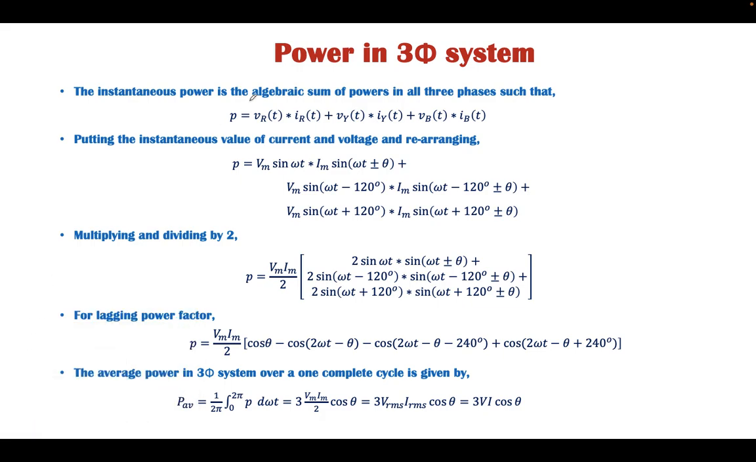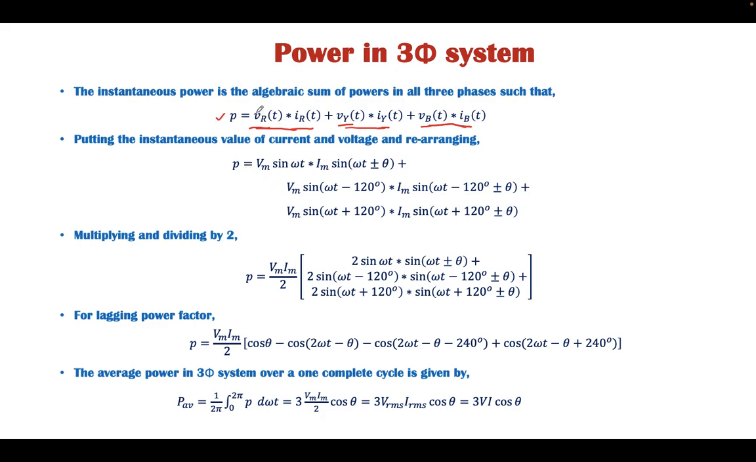The power in phase R is the product of VR and IR, and power in phase Y is Vy into Iy, whereas power in phase B is Vb into Ib. This is the power in phase R, this is the power in phase Y, this is the power in phase B. These are instantaneous values of current and voltage, and hence the power will be instantaneous.